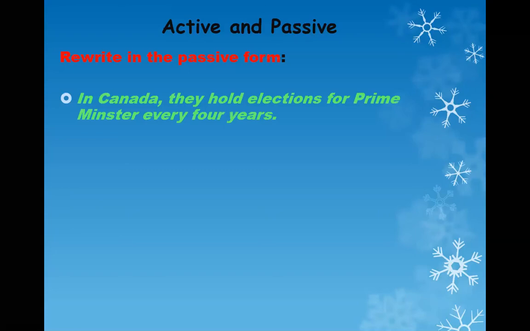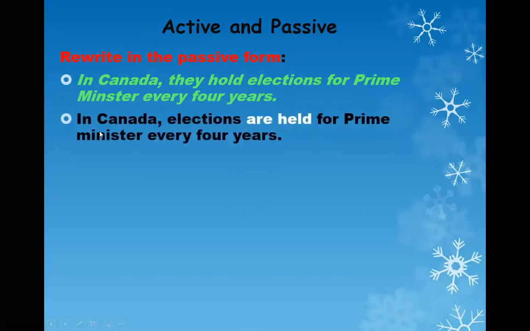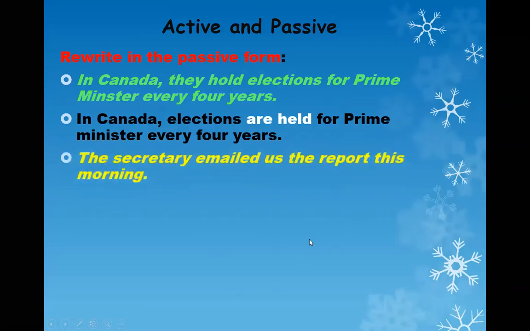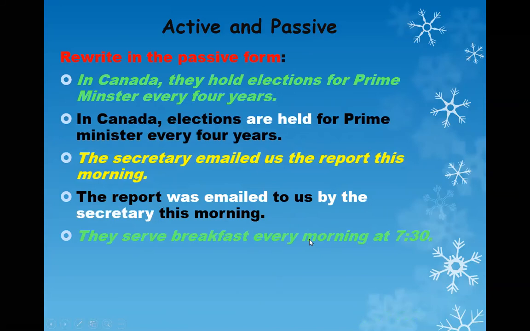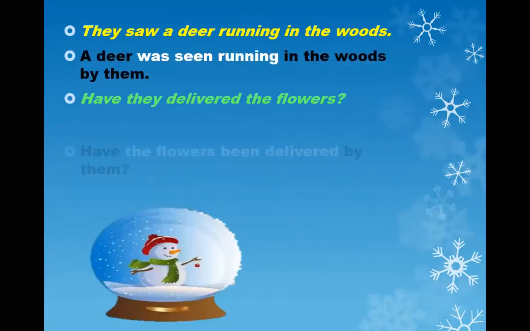Here, the exercise which we had done. In Canada, they hold elections for prime minister every 4 years. We did it in Canada. Elections are held for prime minister every 4 years. And we finished this exercise last week. Then we will correct and check the homework.